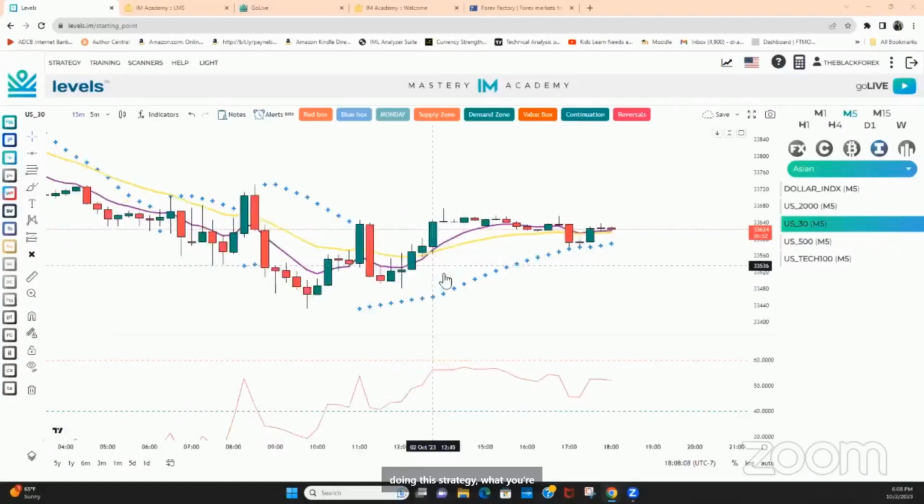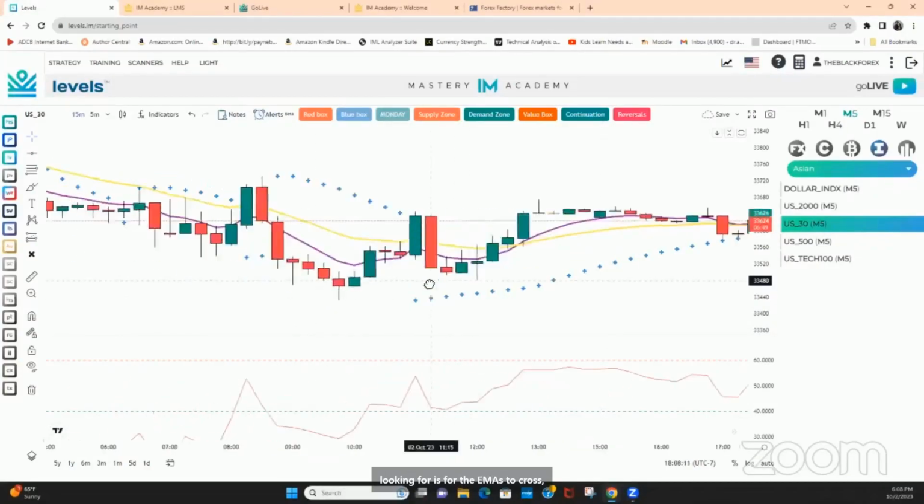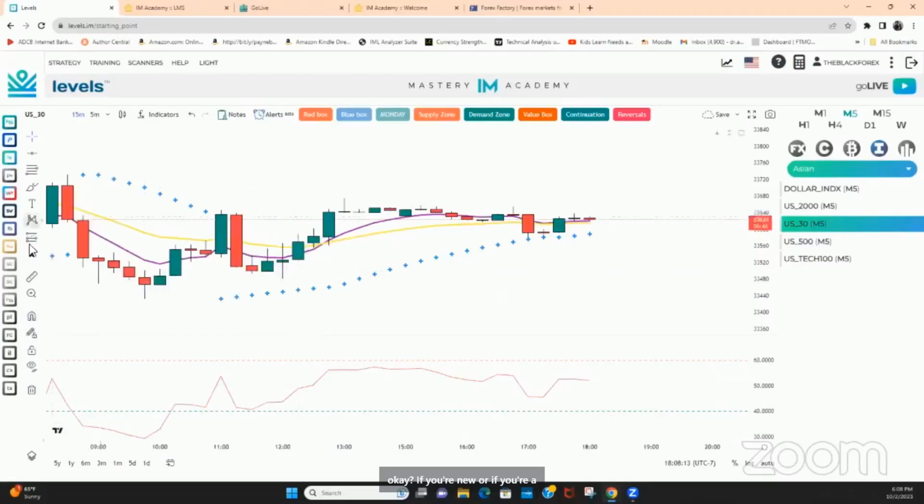So when you're doing this strategy, what you're looking for is for the EMAs to cross. If you're new or if you're a guest, these things here are called candles. Green or blue candles means simply the market is buying. Red candles means the market is selling. The beautiful thing about the foreign exchange market is the fact that we make money when the market is buying and we make money when the market is selling, all from our cell phone. Really simple. There are two buttons for you to press. One says buy, the other one says sell.